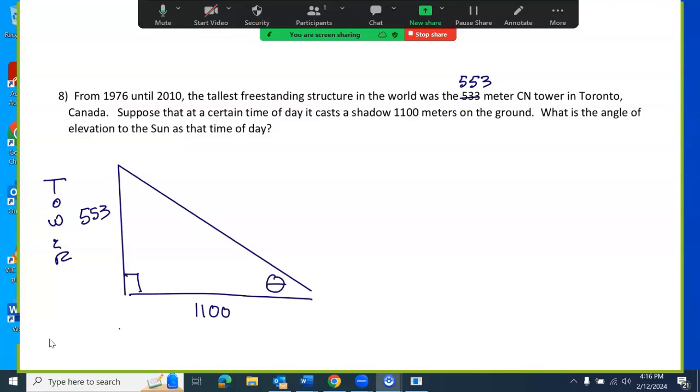You need that. Okay, so from that angle's perspective, I have opposite and I have adjacent. So I can say the tan of theta is 553 over 1100. So what does theta equal? Remember inverse trig, you're going to take the inverse of the value.